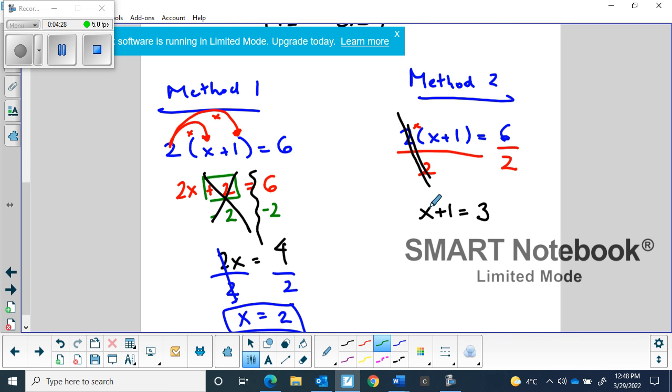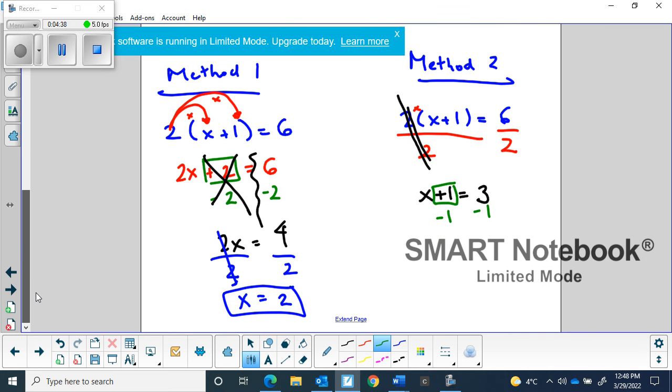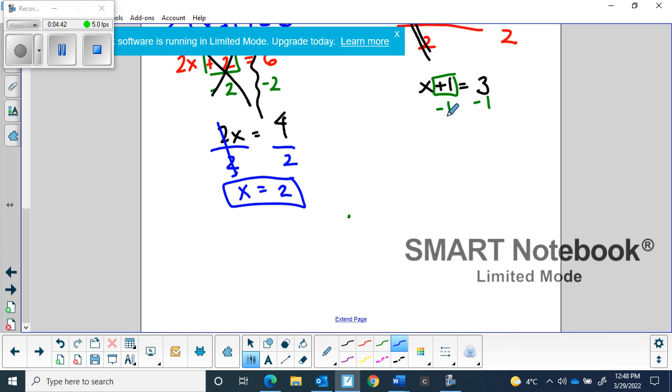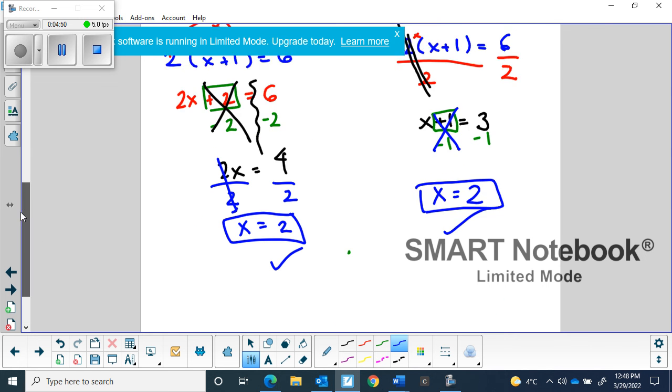And now I have to unattach the x from the other numbers. Well, first I get rid of the constant, so plus 1, minus 1. What I do to one side, I do to the other. That takes away the 1 on this side, so all we're left with is an x. And 3 minus 1 is 2. If you notice, we got the exact same answer, just 2 different ways.